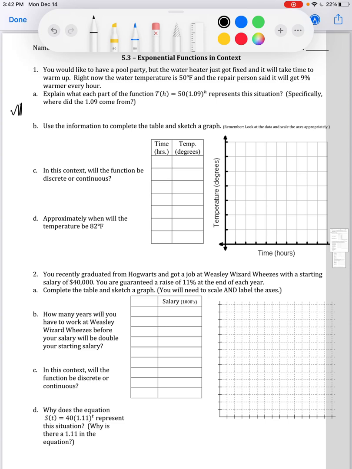For example, in number 1 it says, you would like to have a pool party, but the water heater just got fixed and will take time to warm up. Right now the water temperature is 50 degrees Fahrenheit, and the repair person says that it will get 9% warmer every hour. So our starting place at time 0 is 50 degrees Fahrenheit, and we're going to expect this to grow. We want the temperature to get higher. So this is going to follow a growth pattern.